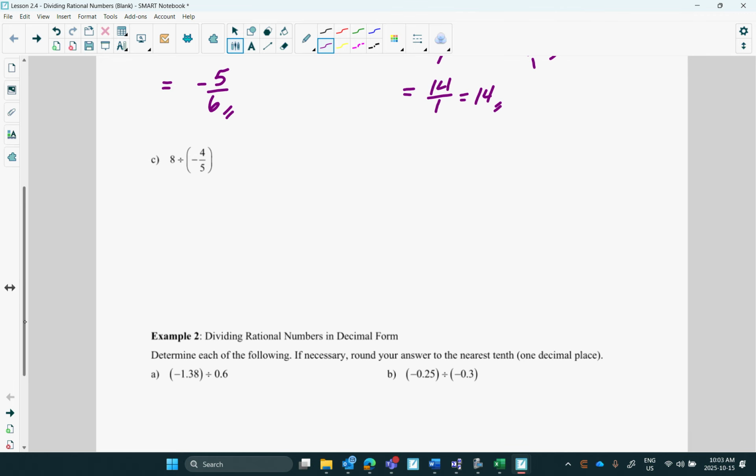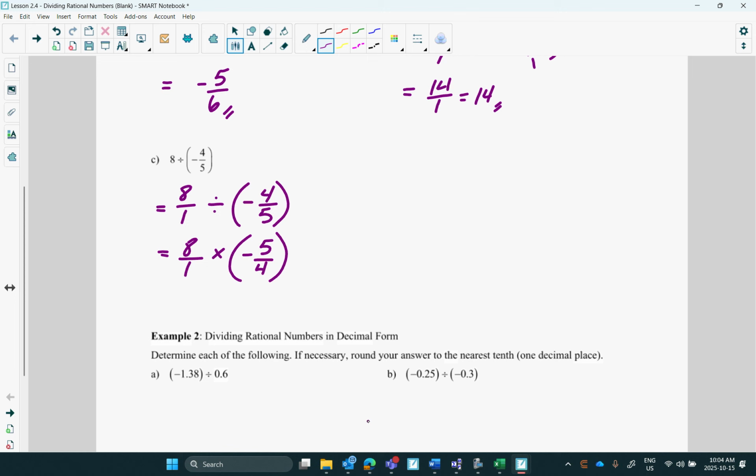How about here? What are we going to do first? Make it 8 over 1. Yeah, change that whole number to a fraction. And now we have to change it to a multiplication. Don't touch the first fraction. Take the reciprocal or flip the second fraction.